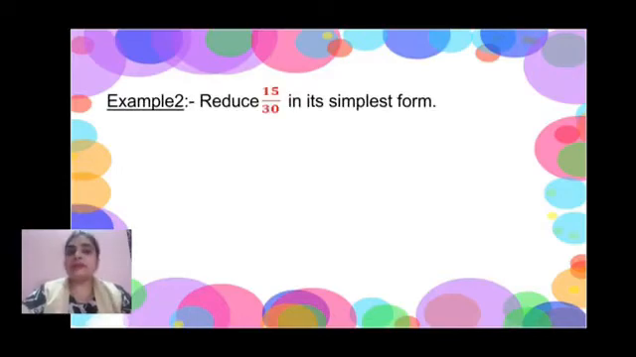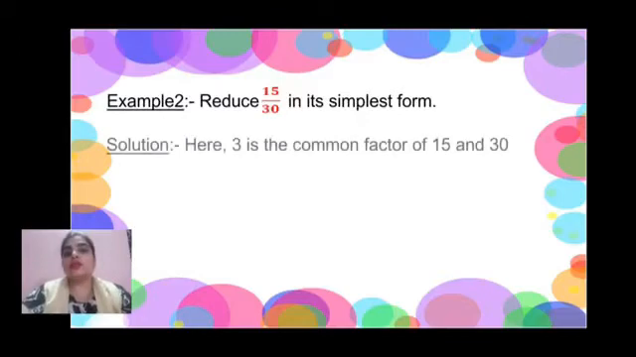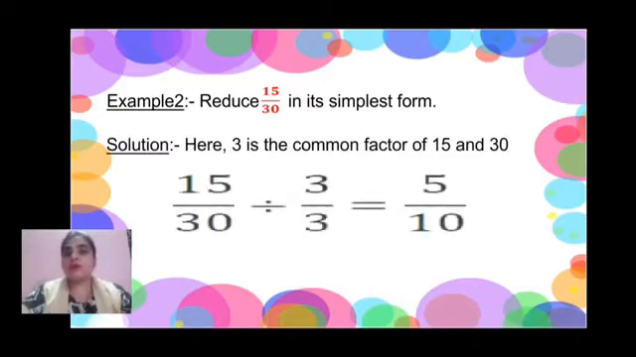Reduce 15/30 in its simplest form. So here 3 is the common factor of 15 and 30. So we will divide 15/30 by 3. When we will divide 15/3, we will get 5. And when we will divide 30/3, we will get 10.